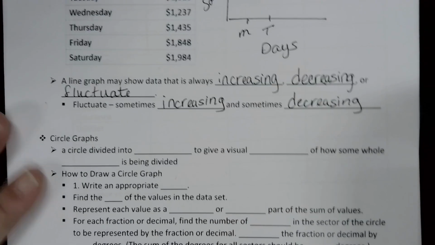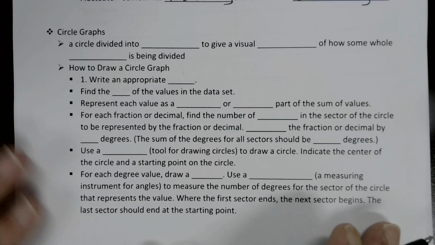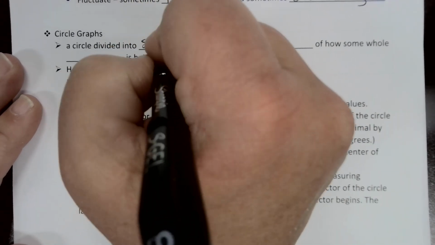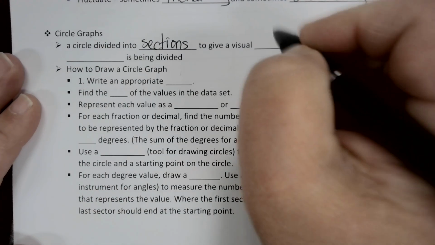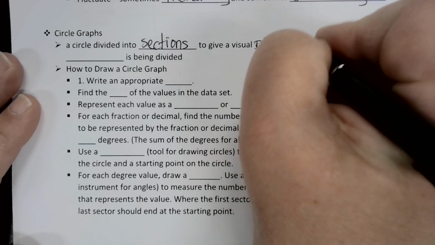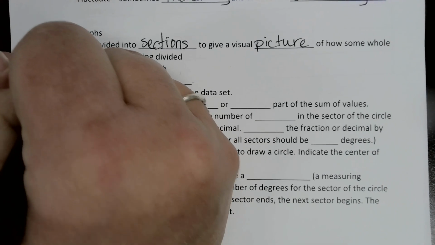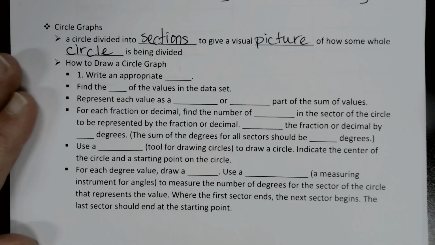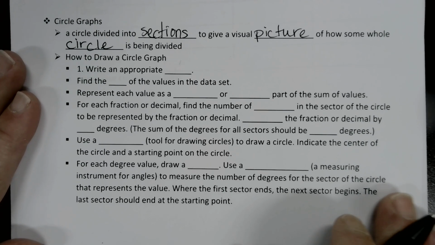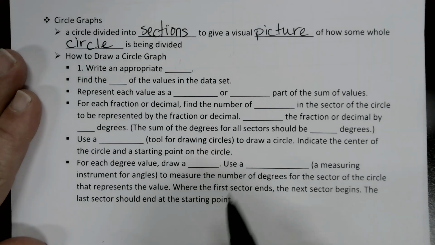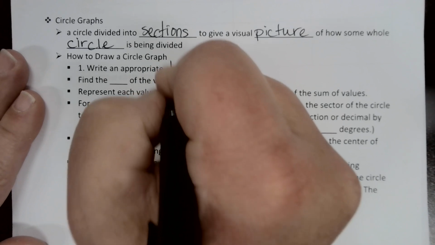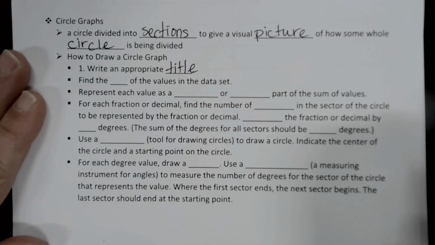All right. On to circle graphs. So it says a circle is divided into sections to give a visual picture of how the whole circle is being divided. So how do you draw a circle graph? Well, we're going to worry more about reading it. I'm going to go through this. We're going to read one as we go here, but you make sure always, you see that's number one on everything, to write an appropriate title. Make sure you title it.